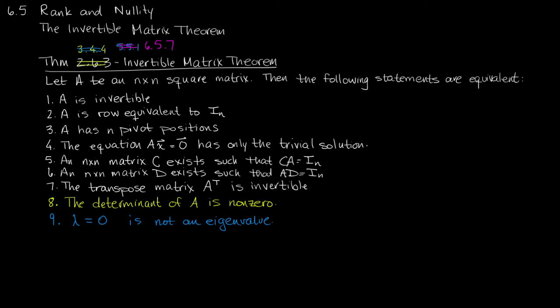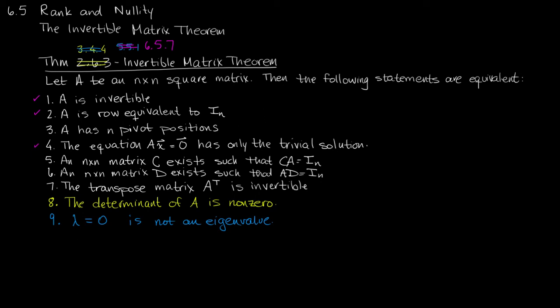These are in a different order for some reason, but they're all still there. Number 1, Ax equals 0 has only the trivial solution. So that is number 4. Number 2 in theorem 6.5.7 says A is row equivalent to the identity matrix. So that's the number 2 here. The third one is A is non-singular, that is, A is invertible. So that takes care of number 1.